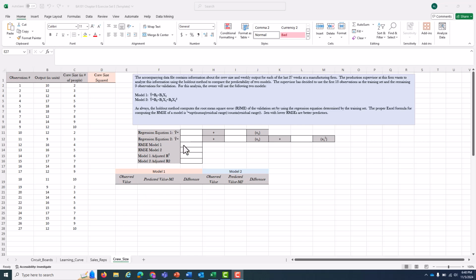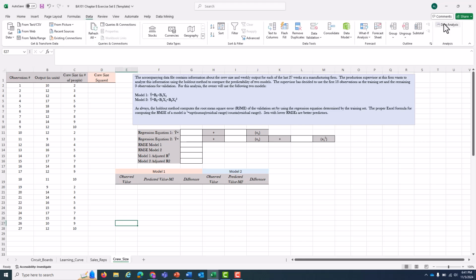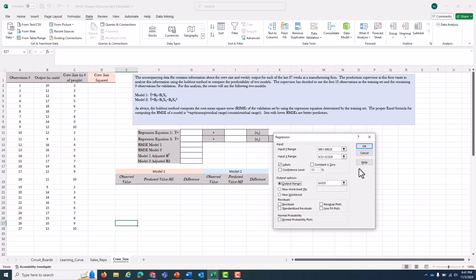So the first thing that I'm going to do is figure out what regression equation 1 is going to be, the linear relationship between the two. Well, I can go to my data analysis toolpack and do that. And I want regression. So delete out the information that I had in here. We want to determine a regression model where crew size influences output, therefore crew size is going to be our X and output is going to be our Y. But we only want to use the first 18 observations or our training set to determine this.